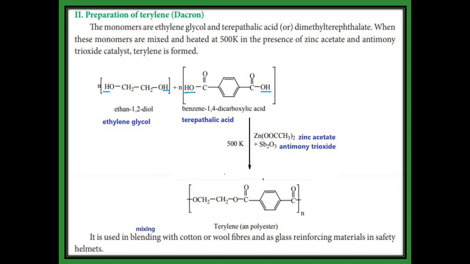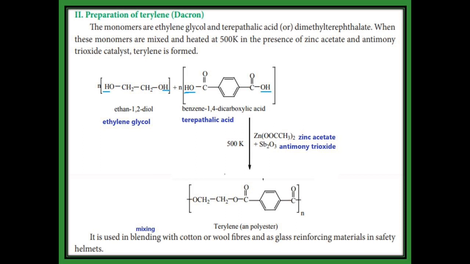The alcohol groups give hydrogen, but the acid part gives OH groups, so we remove 2 moles of water molecules. The remaining unit, if joined and repeated n times, we get terylene as a polyester.